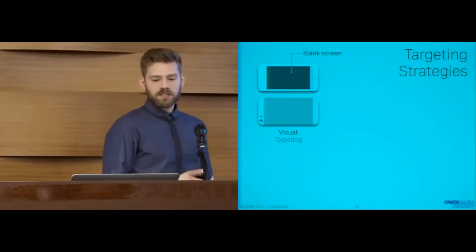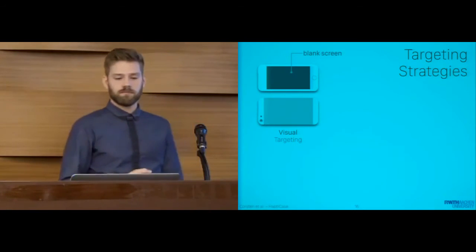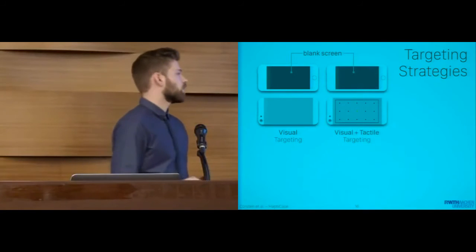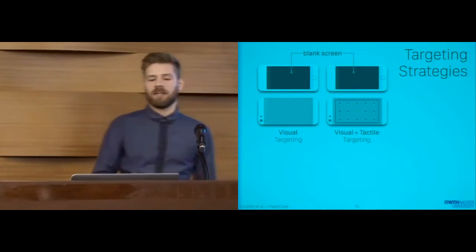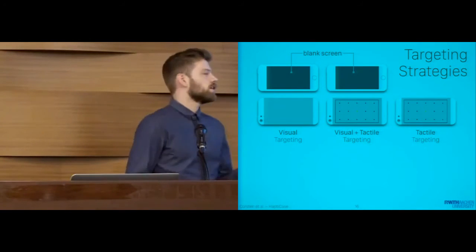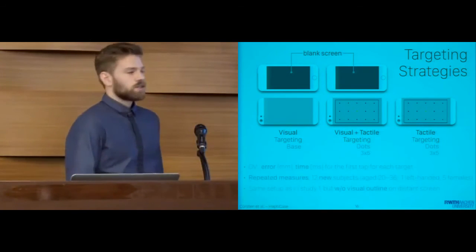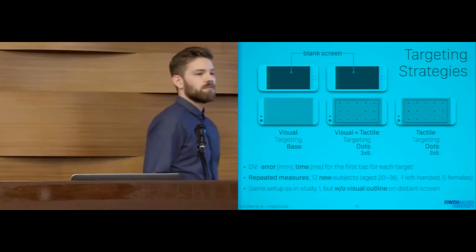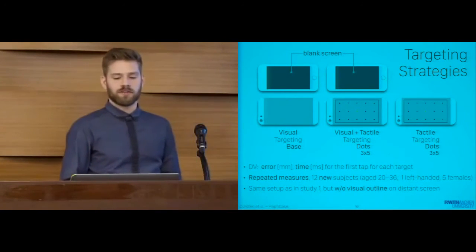Here are the 3 conditions. First of all, visual targeting. So we have a flat back and a blank touchscreen. In the tactile and visual combination, we have our 3 times 5 dots design and a blank touchscreen. And in the tactile targeting, that's basically the same as in the first study. We have a tactile design with 3 times 5 dots. So we measured again the error and the offset, basically the same setup as in study 1, except in this case we also removed the visual outline.